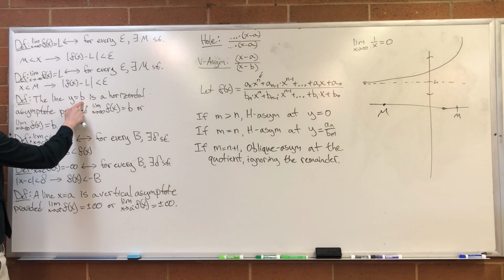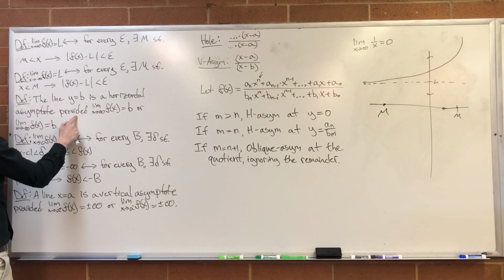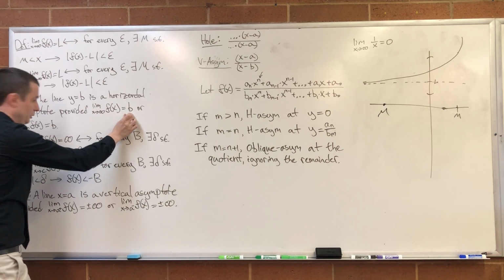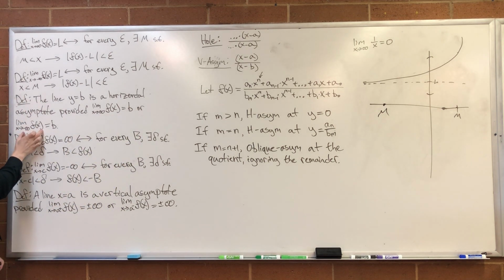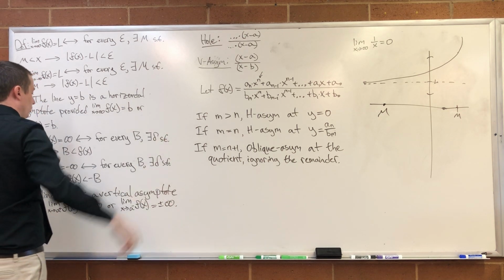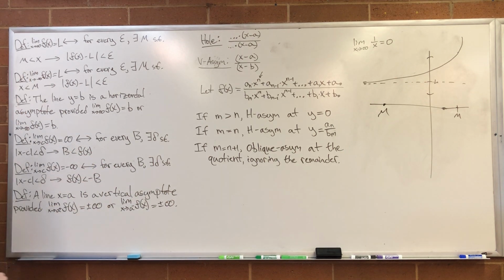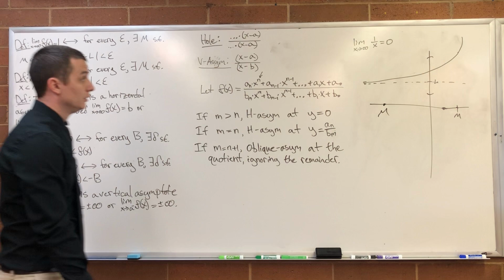The line y equal to b is a horizontal asymptote provided that the limit as x approaches infinity of f of x is equal to b, or the limit as x approaches negative infinity of f of x is equal to b. So as a function, if you plug in values really far to the right or really far to the left and keep getting closer and closer to the line, we call that line an asymptote. Horizontal asymptote. Does that make sense? What if it hits b?